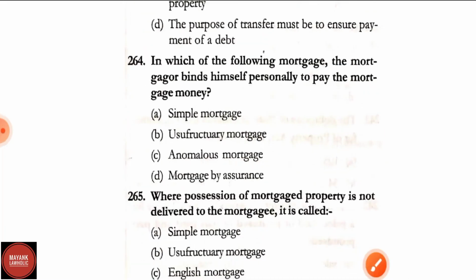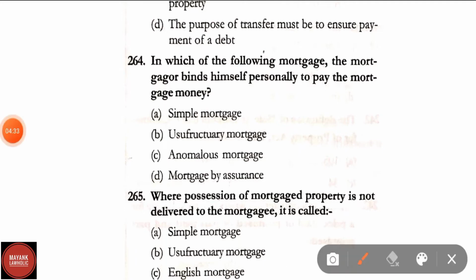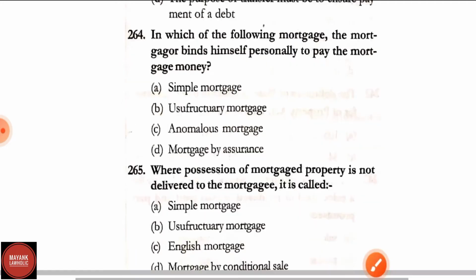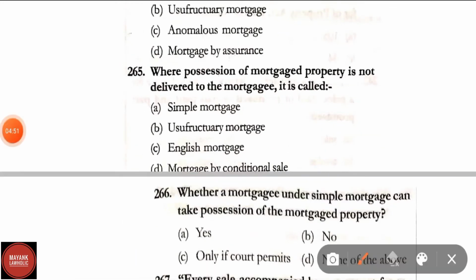Question number 264. In which of the following mortgages does the mortgager bind himself personally to pay the mortgage money? Options are simple mortgage, usufructuary mortgage, anomalous mortgage, mortgage by assurance. Correct answer is option A, that is simple mortgage. In simple mortgage, the mortgager binds himself personally to pay the mortgage money. Question number 265.